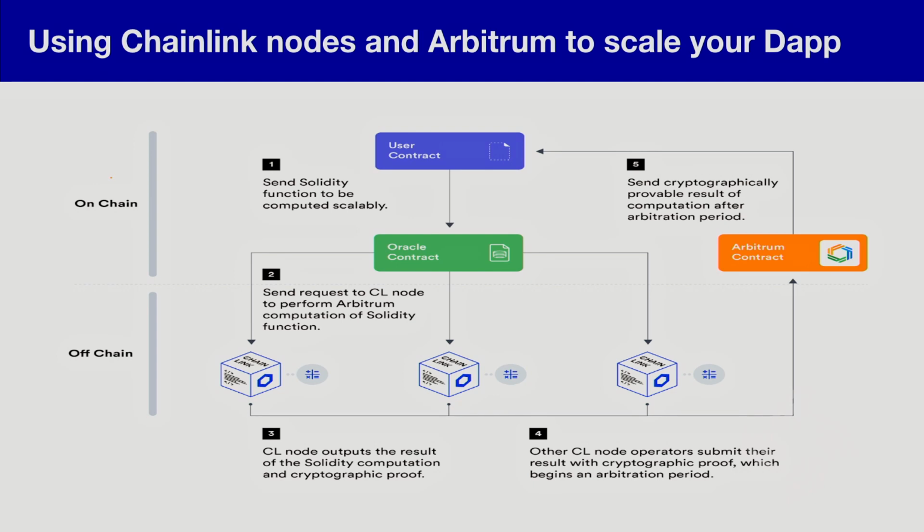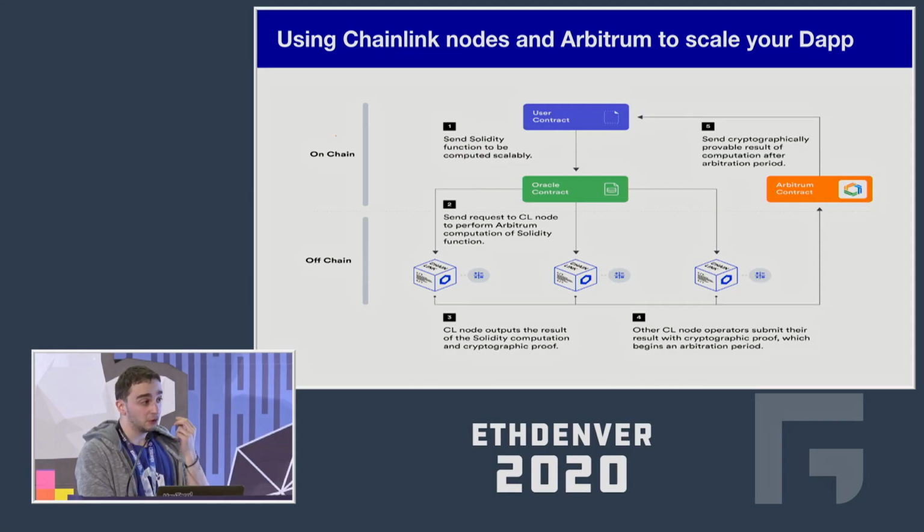And whenever they return these results on-chain, there is an arbitration period where other Chainlink nodes can confront the result which was put up, because they also have a cryptographic proof, and they can confront the proof which was put by the other node operators, right? So there is an arbitration period which will determine the real result of this computation, right? Now, that's basically how it works right now.